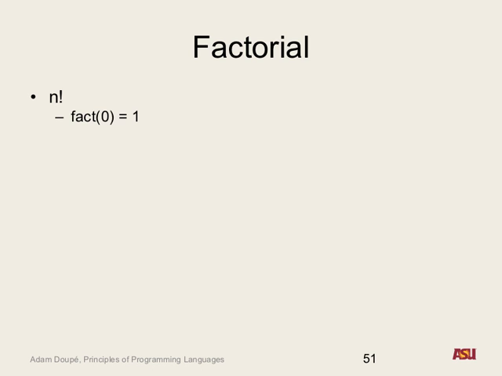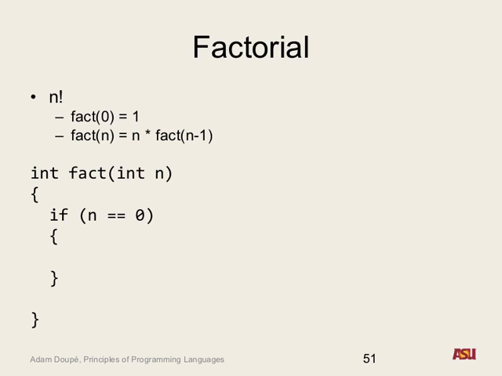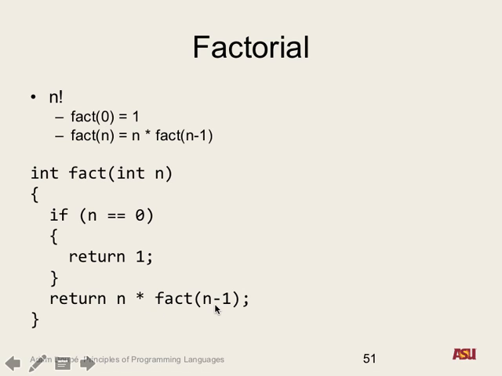So factorial of n, we have our base cases, right? Factorial of 0 is 1. Factorial of n is n times factorial of n minus 1. And if we're writing this in C, like we've been studying this whole semester, if we define a factorial function, we check if the factorial is 0, we handle the base case. We always have a base case. If it's 0, we return 1. Otherwise, we return n times factorial of n minus 1. And this follows very similarly to the mathematical definition of what a factorial is.